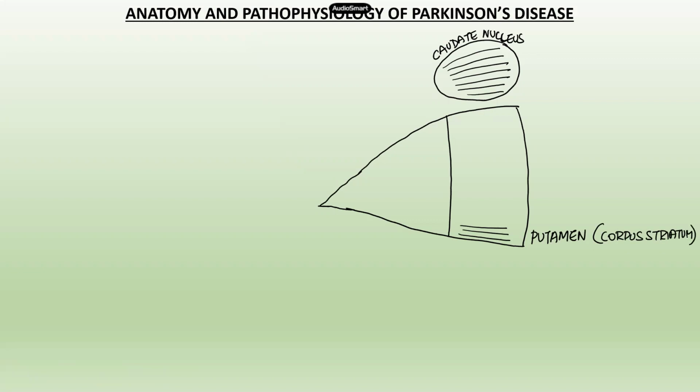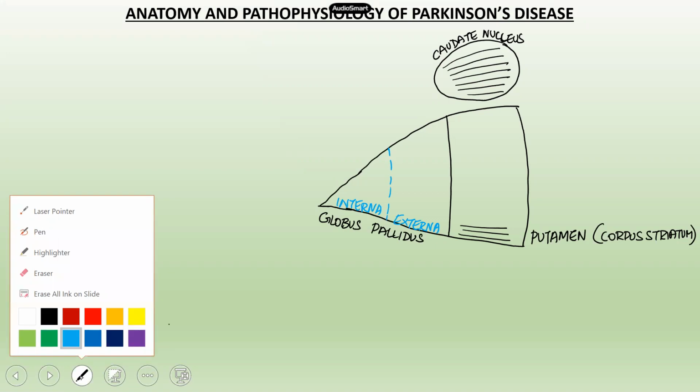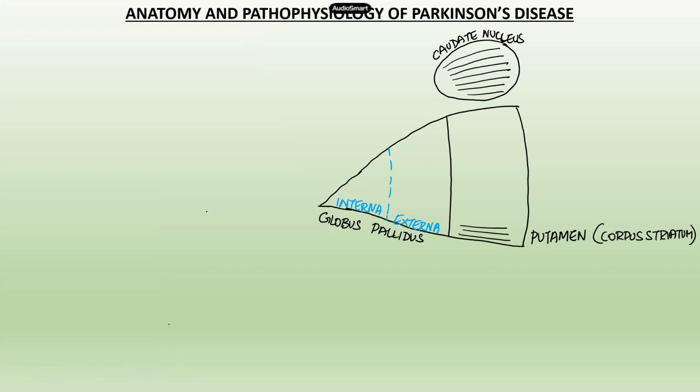Now, if you go interior to it, towards the medial side, you'll find another structure which is referred to as the globus pallidus. Globus pallidus is divided into two parts, globus pallidus externa and globus pallidus interna. Much interior to the globus pallidus interna, you have got the fundamental structure, your thalamus.